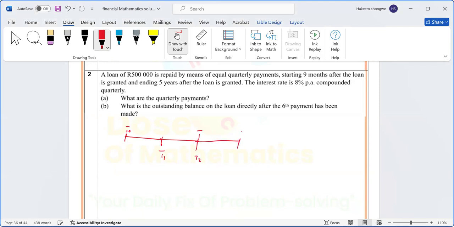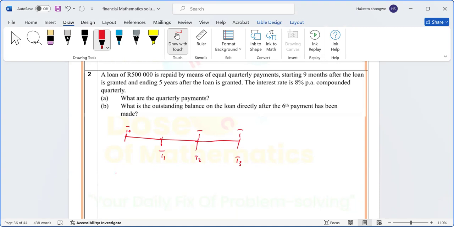And then when you start to make the payment, you make it at T3, which is 9 months after the granting of the loan. Because that's what they're saying: the loan is repaid by means of quarterly payments, starting 9 months after the loan was granted and ending 5 years after the loan is granted. The interest is 8% per annum compounded quarterly.